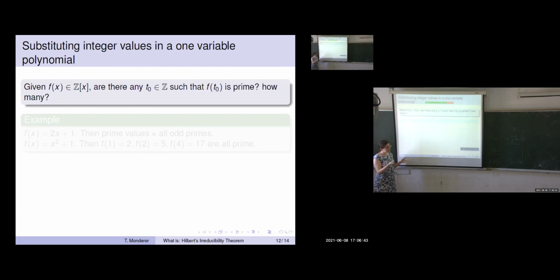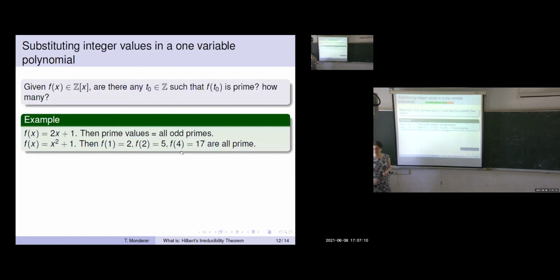But we can talk about something which is in a way analogous to that, which is being a prime. So we can ask, if we have a polynomial with integer coefficients, are there any values which we can plug in such that the result is a prime? And if so, how many?